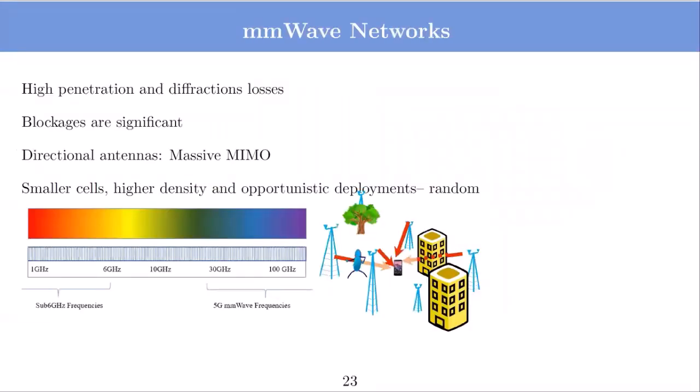And then in 5G, we have a new frequency, which is known as millimeter wave. Millimeter wave means the waves which have wavelength in the order of millimeters. And there are different characteristics to these frequencies: they have high penetration and diffraction losses, their blockages are significant, and their communication is highly directional. They will have smaller cells, higher density, and more opportunistic deployment, which you can see as looking more random.